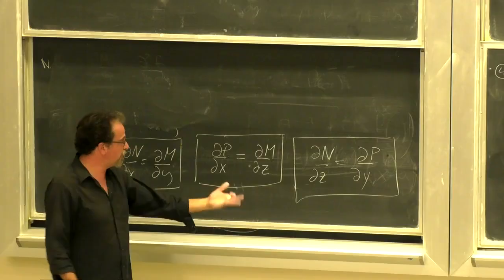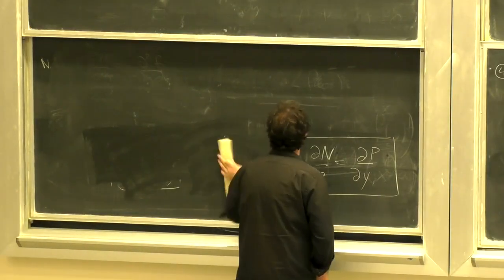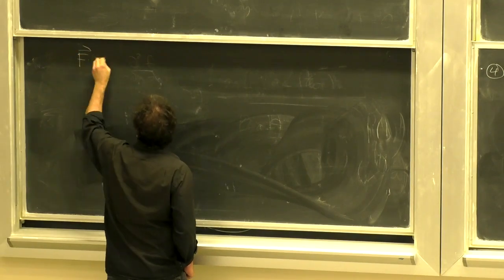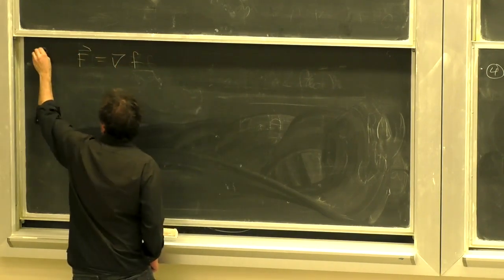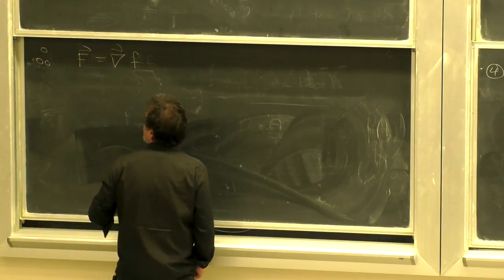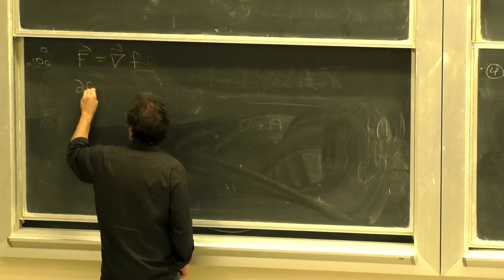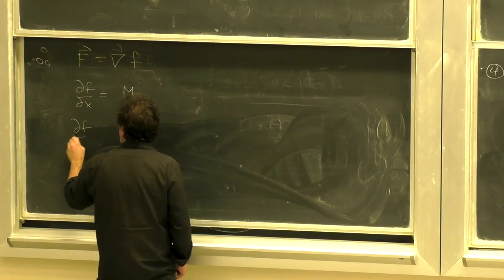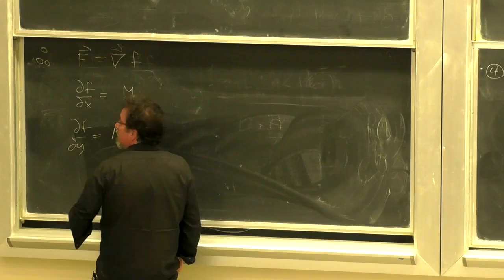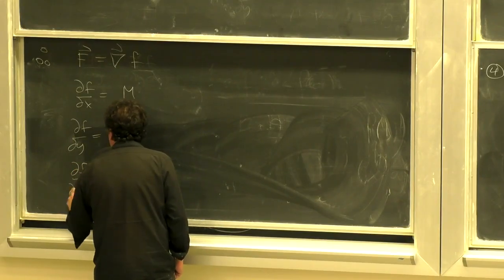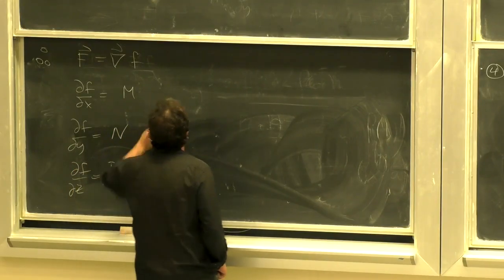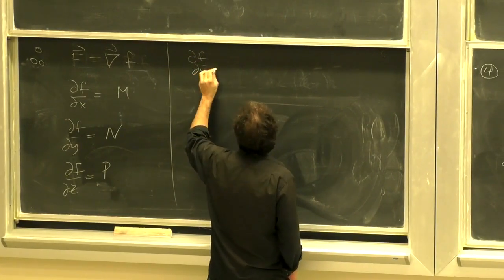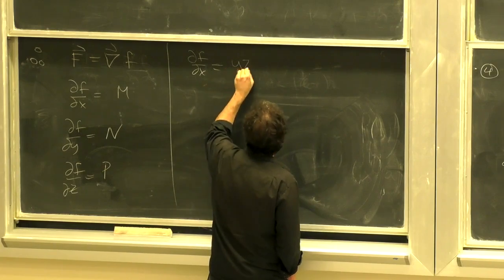Therefore, all of these relations are satisfied, and therefore, we can write F vector is equal to the gradient of f. So therefore, F vector is the gradient of little f, which means that d little f with respect to x is the first component of F. D little f with respect to y is the second component of F. And d little f with respect to z is the third component of F. Again, d little f with respect to x is equal to the first component, which is yz.